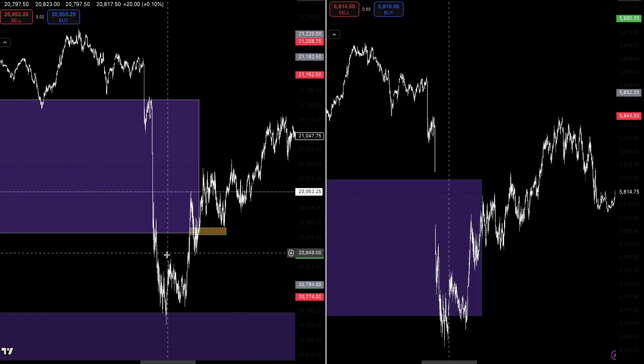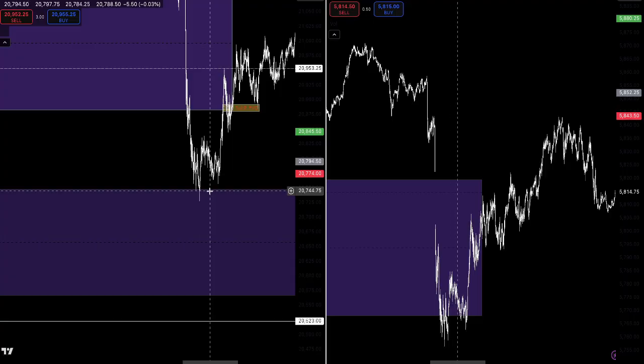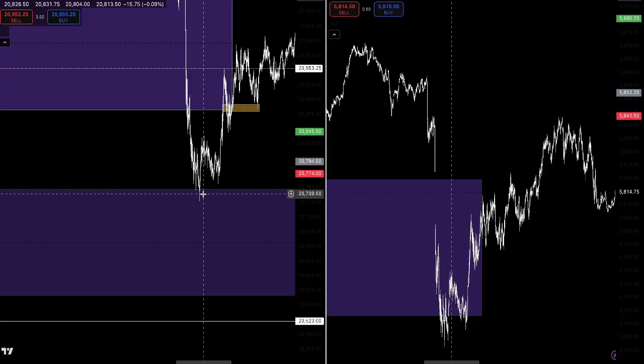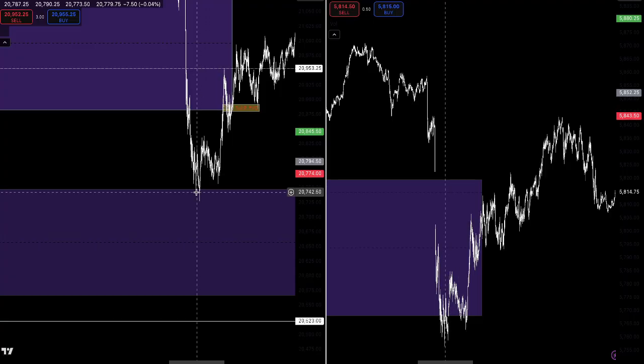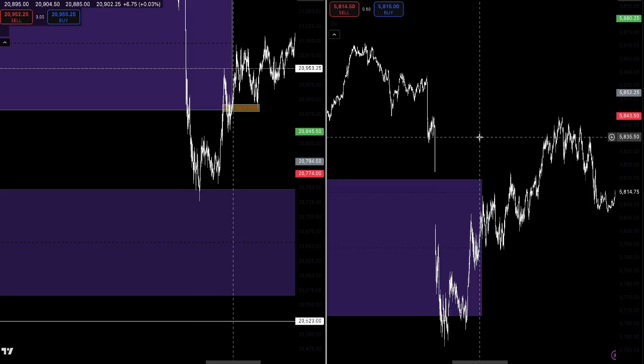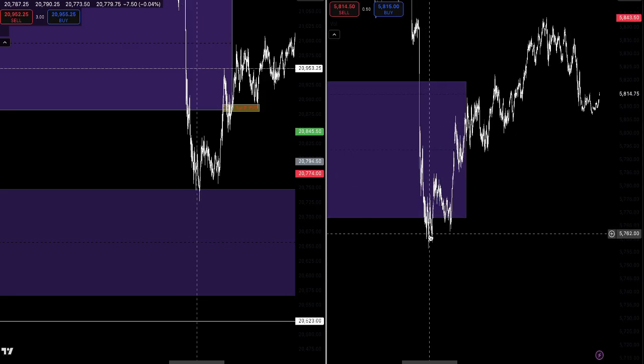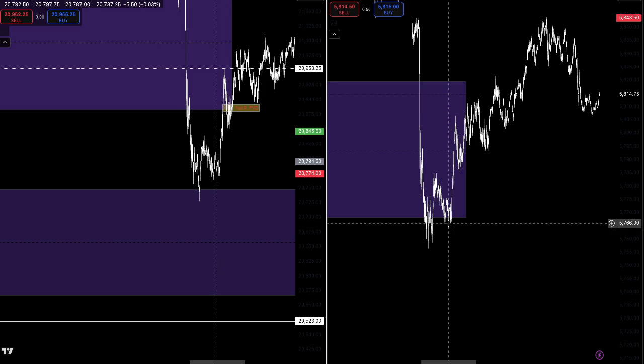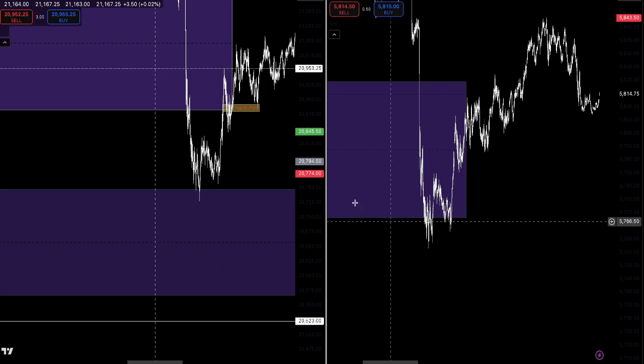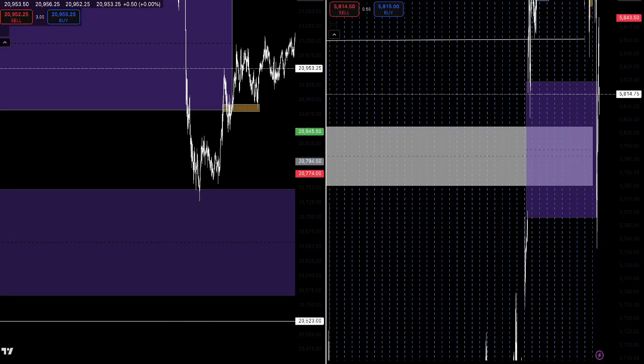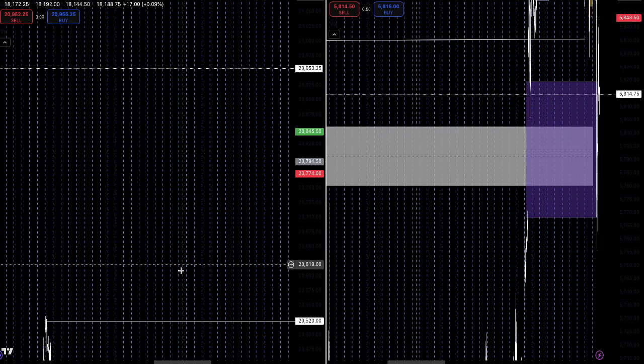It tapped into the hourly gap, the 4 hour fair value gap down here, in which price aligned the same way. It did the same thing on ES. Let's go to the hourly to show you this SMT.